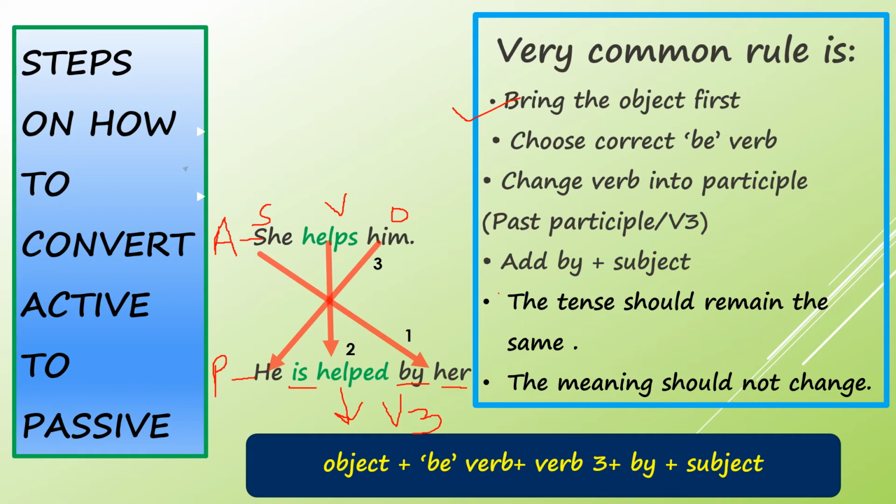Then these are the two important things that you should remember, children. First, whenever we are changing a sentence from active to passive, the tense should remain the same. Simple present tense should remain simple present, simple past into simple past only. And the second important point is the meaning of the sentence should not change. So the common structure of a sentence belonging to passive voice is this: object plus be form of the verb plus V3 form of the verb plus by plus subject.